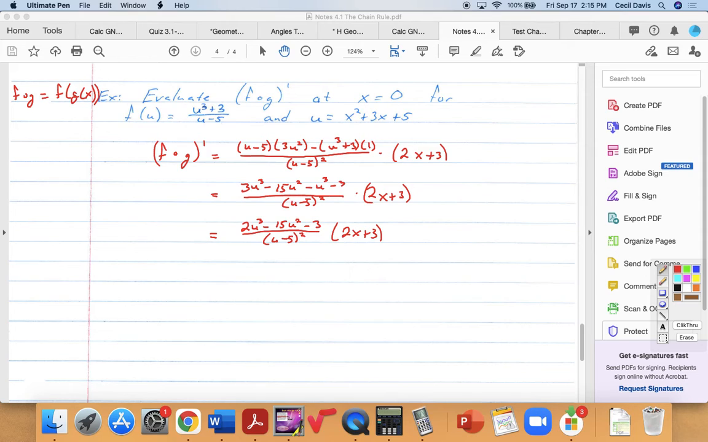Now, I have had students that at this point would go, okay, well now I'm going to substitute this in for every u and work that out. And I'm like, oh gosh, please don't. We don't need to, because we're interested at x equals 0. So at x equals 0, u is equal to 0 squared plus 3 times 0 plus 5, which is 5.